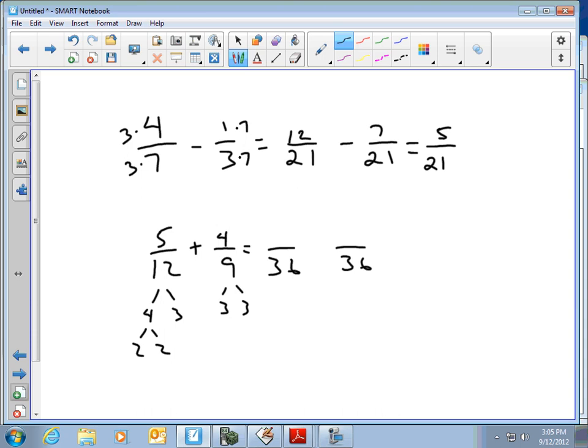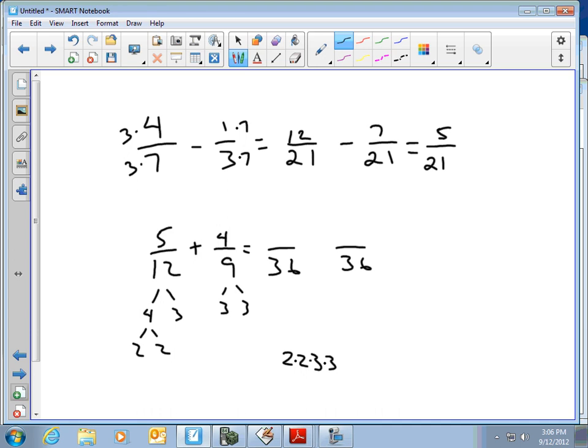Your common denominator must contain all of the factors from each of the denominators. So it has to have a 2, it has to have another 2, and it has to have a 3 from the 12. From the 9 now, it has to have 2 3s. Well, it only has 1, so let's add another one. And there's my common denominator. 2 times 2 is 4, times 3 is 12, times 3 is 36.